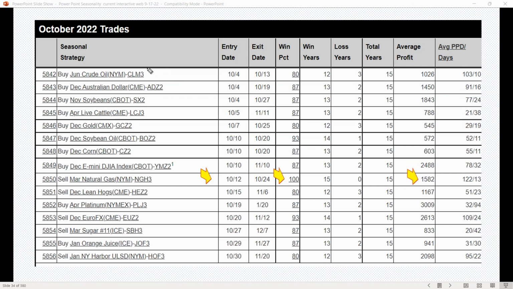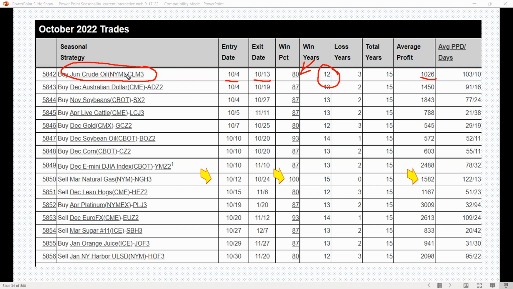But here's an example of crude. So this would be a long crude oil trade. Tends to go in seasonally on the 4th of October and out the 13th. So kind of a short trade. Now this has been a winning trade 12 out of 15 years, so 80%. And then you see that the average profit per trade has been $1,026.